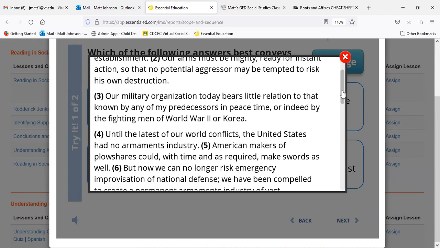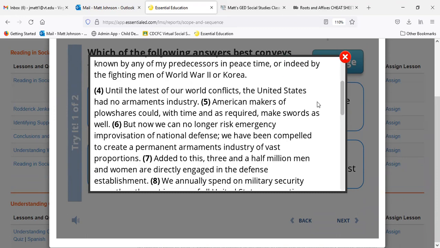Until the latest of our world conflicts, the United States had no armaments industry. American makers of plowshares could, with time and as required, make swords as well. Just to kind of elaborate on that, a plowshare being farming equipment. We didn't have any wartime industry, but the people that made peacetime goods could retool to make wartime goods. That's what he's kind of saying there.